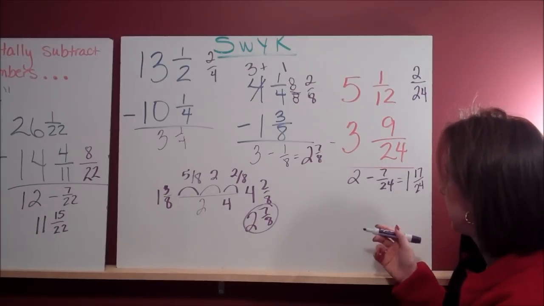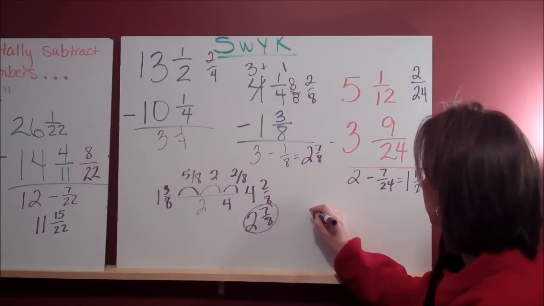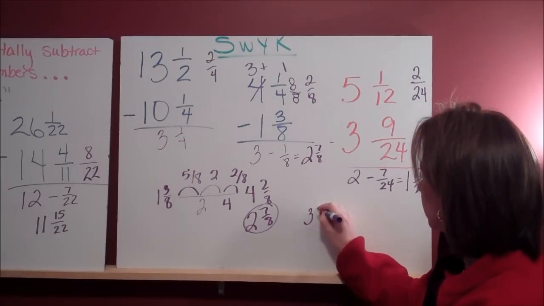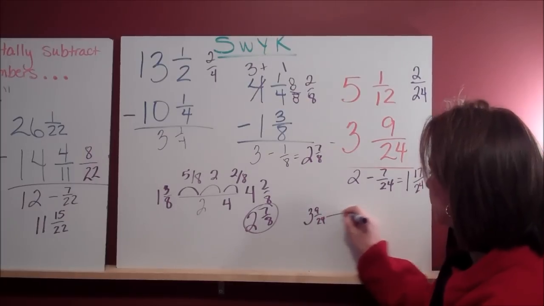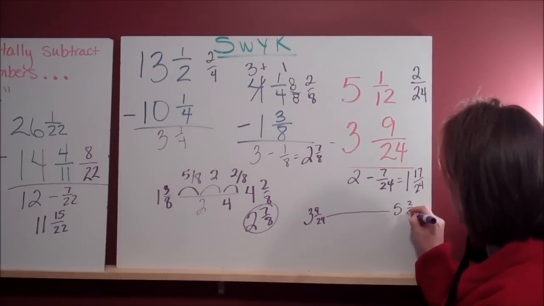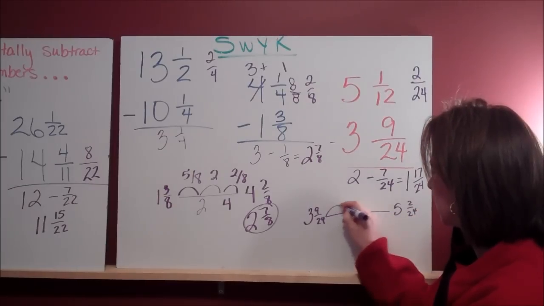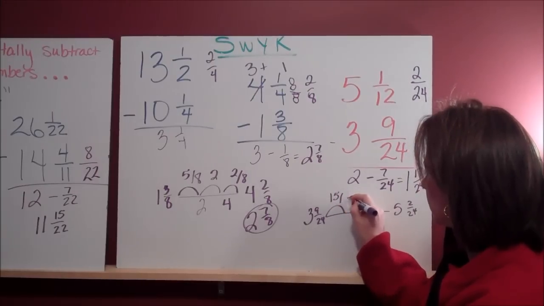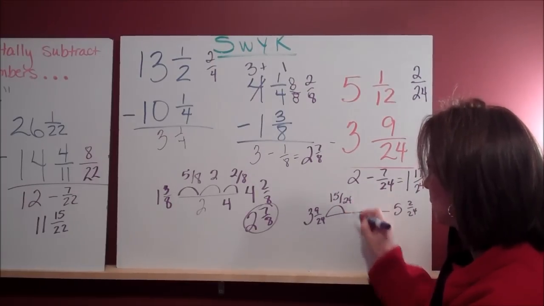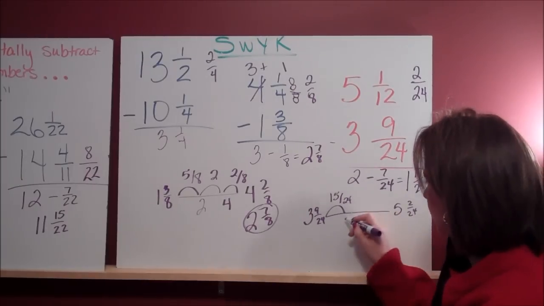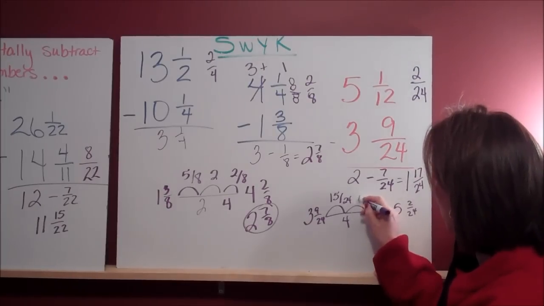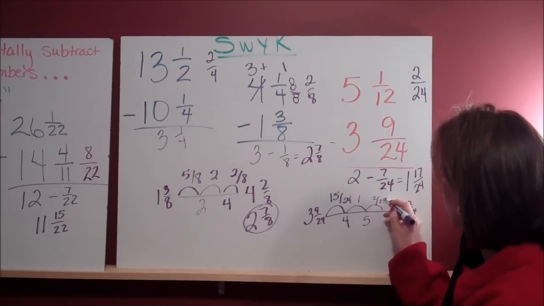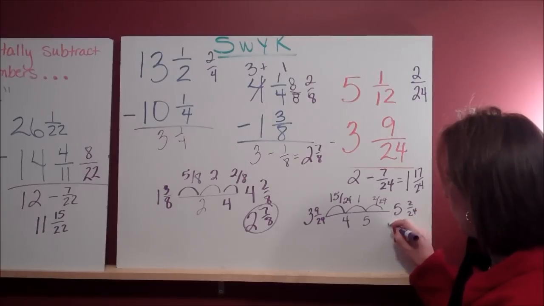So if we did it number line, we would start with 3 and 9/24, counting up to 5 and 2/24. This means I need 15 more 24ths, and that would get me to 4. Then I would need 1 whole, and that would get me to 5. And then I would need 2 more 24ths.